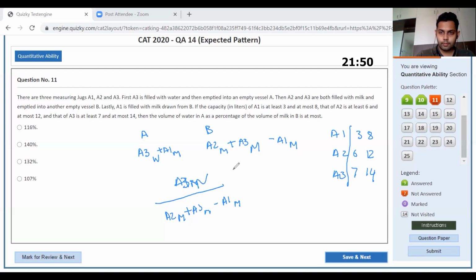So if I just bring it to the denominator, it will be A2 by A3. This will be 1 by this. Okay. So let's just check with the minimas. In these questions, either maximas or minimas only work. So I get A3, I'll take as 7. 7, 6, 13 minus 3 is 10.